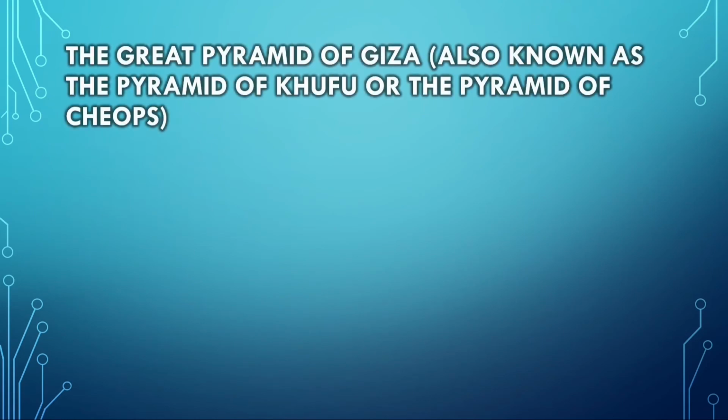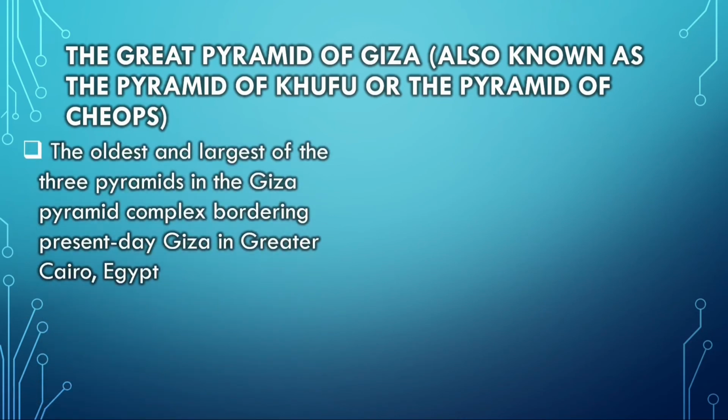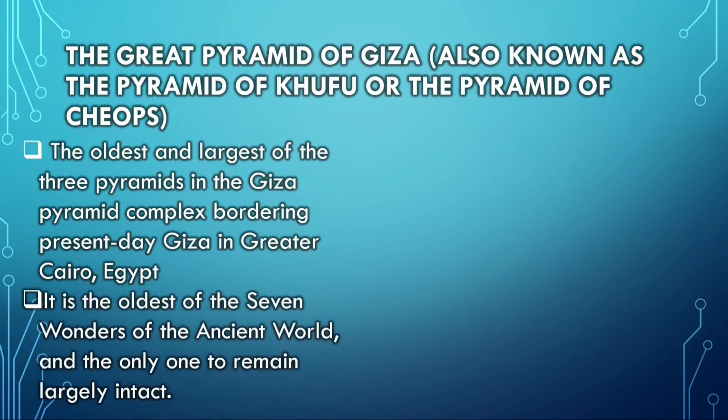The Great Pyramid of Giza, also known as the Pyramid of Khufu or the Pyramid of Cheops, is the oldest and largest of the three pyramids in the Giza pyramid complex bordering present-day Giza in Greater Cairo, Egypt. It is the oldest of the Seven Wonders of the Ancient World and the only one to remain largely intact.